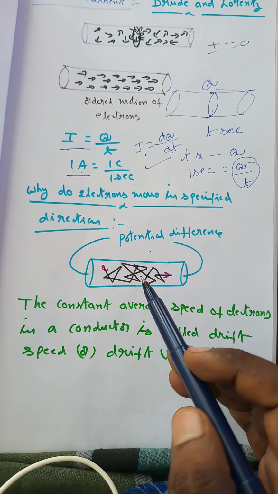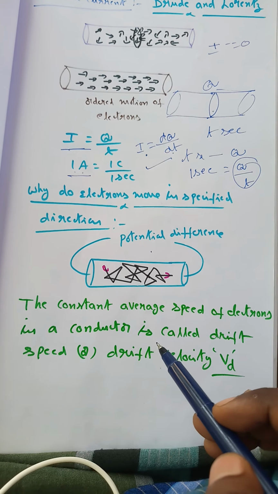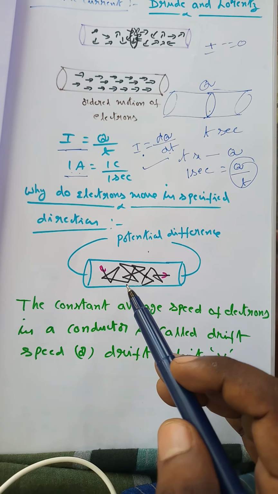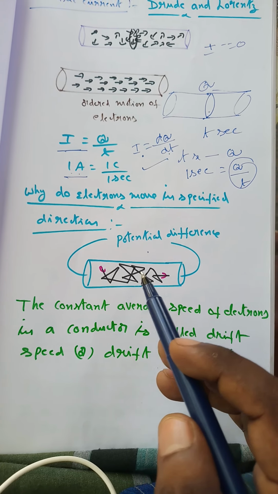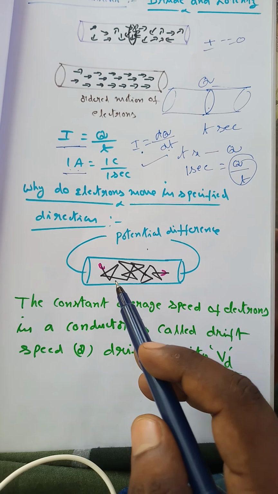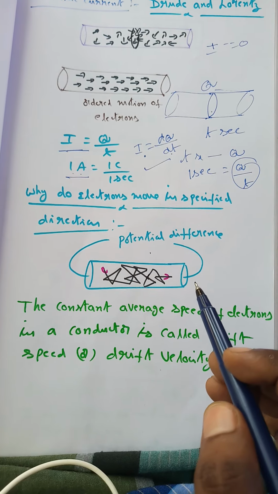So why do electrons have drift speed or drift velocity? Because of the number of collisions between the electrons and the positive charge lattice.